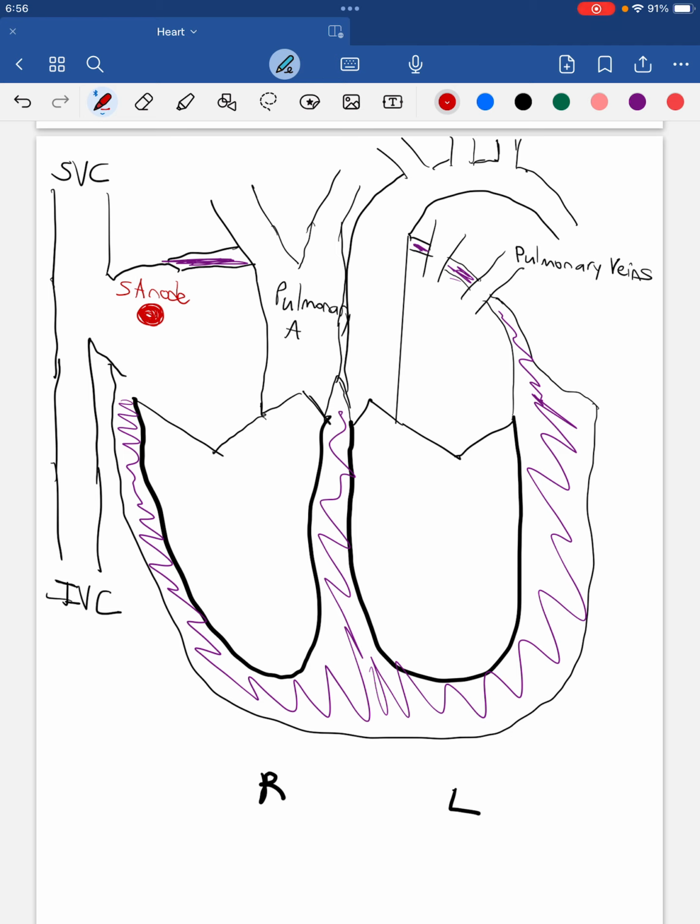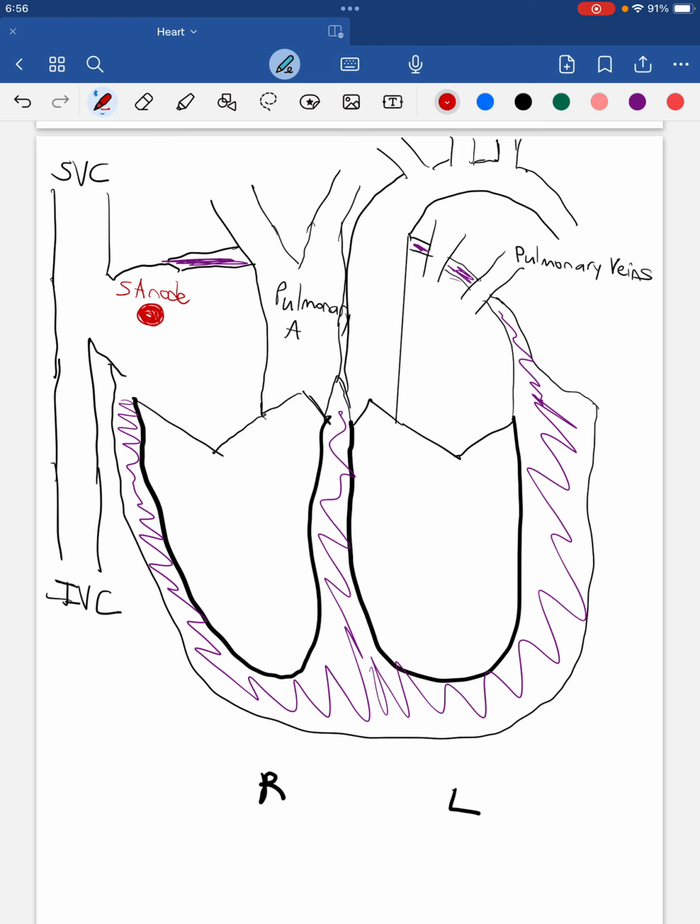This depolarizes on its own about 90 to 100 times per minute. So it generates new electrical impulses that stimulate the myocardial cells to contract. But we don't have 90 to 100 beats per minute, right? It's a bit less than that.